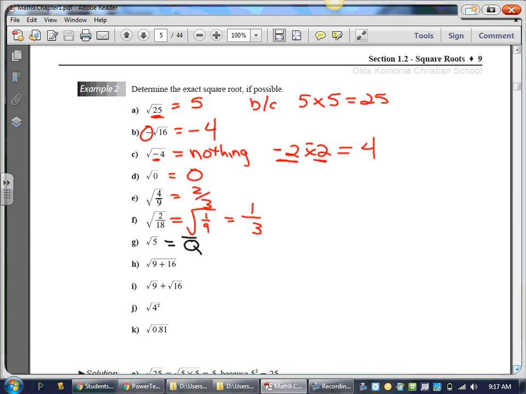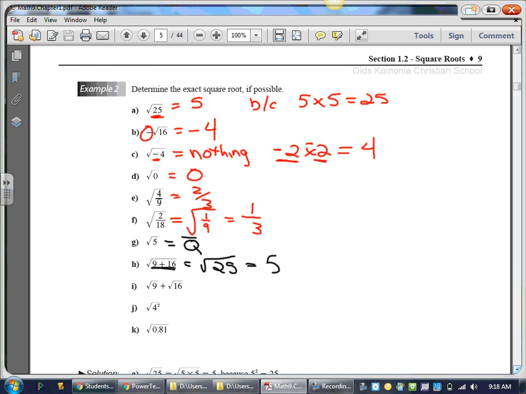Okay, how about the square root of 9 plus 16? What should you do first? Anybody want to take a gander at what you should do first there? How about we actually do those together first? Think of it as being under the bracket. So we're going to go the square root. 9 plus 16 is 25. Is there a square root of 25? Yeah, 5. Good. We're good there.